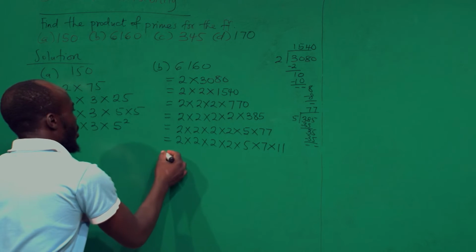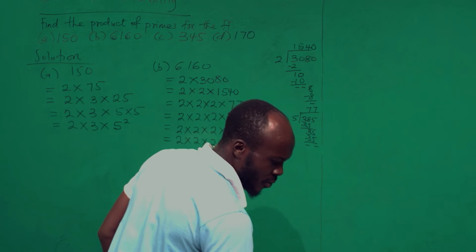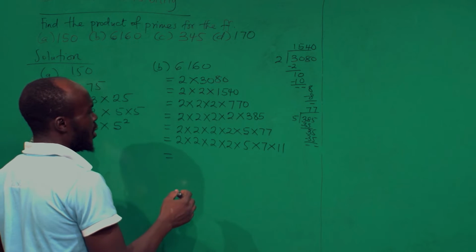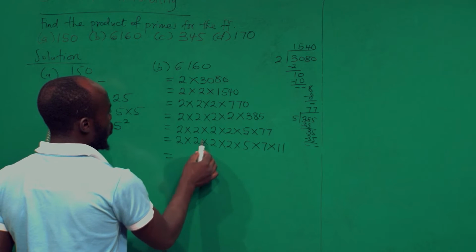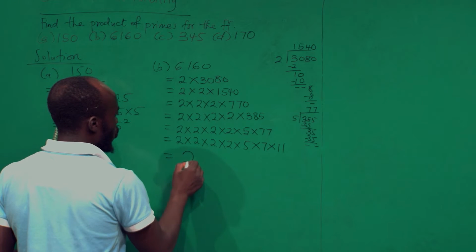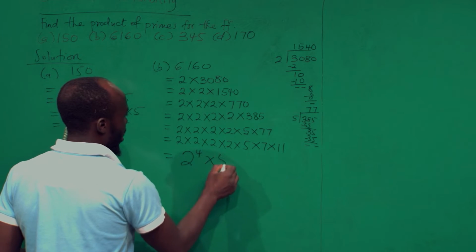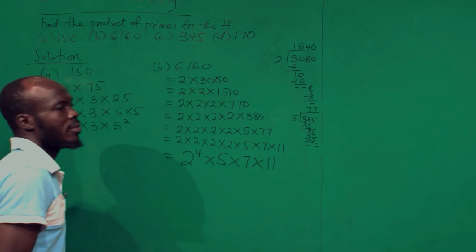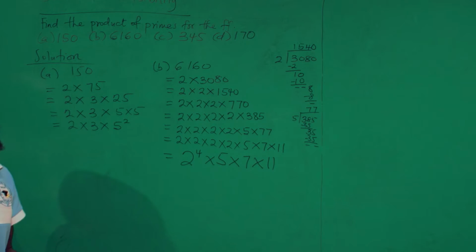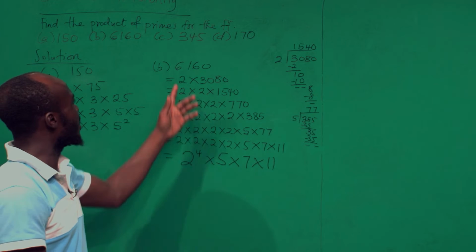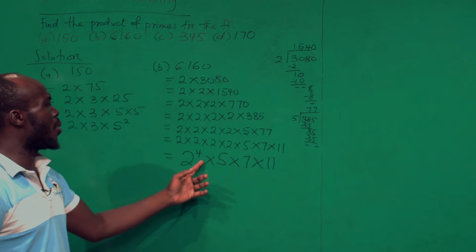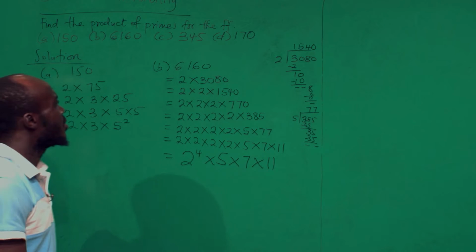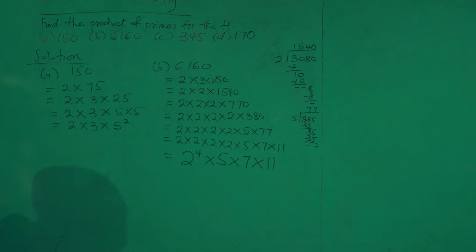But when a number appears more than once, you would put it in the notation form. So here we have 2, 1, 2, 3, 4. So 2 to the power 4 times 5 times 7, then times 11. So this shows that the product of primes for 6,160 is 2 raised to the power 4 times 5 times 7 times 11. I guess we are all following.